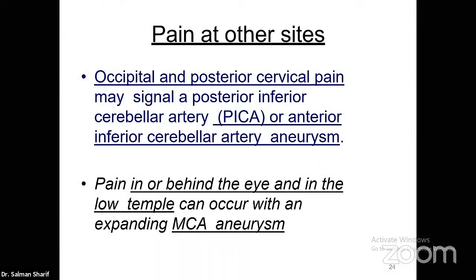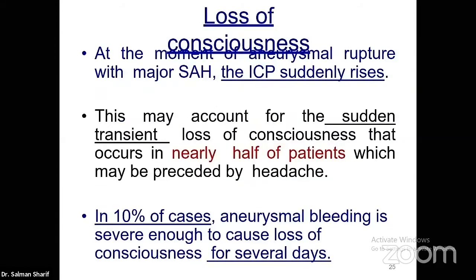Pain at other sites, such as occipital or posterior cervical pain, is a sign of posterior inferior cerebellar artery (PICA) bleed. Pain in or around the eyes and lower temple can occur with expanding MCA aneurysms.